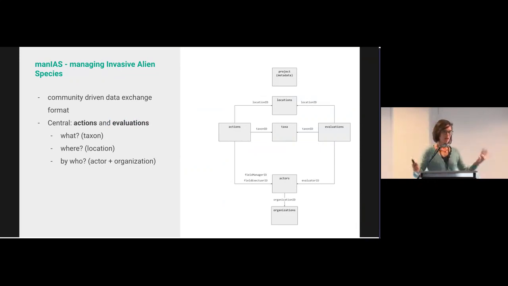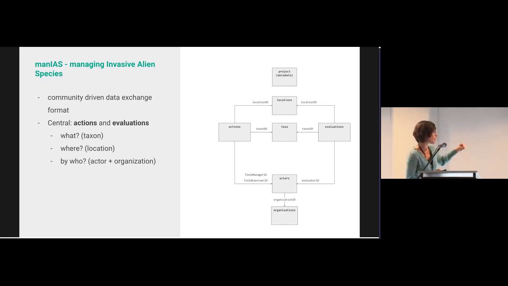So all this information we try to combine in a series of tables, all linked to each other. And this was our draft community-driven data exchange format, which we called MANIAS, Managing Invasive Alien Species. With this draft format, our idea was to exchange data between organizations so that they can know from each other what they are doing. And central in these tables are, on the left side, the actions, and on the right side, the evaluations. So the two key tables in this data exchange format.